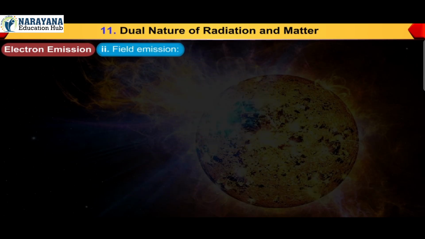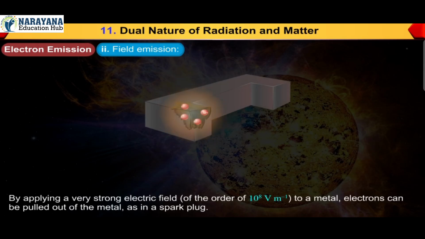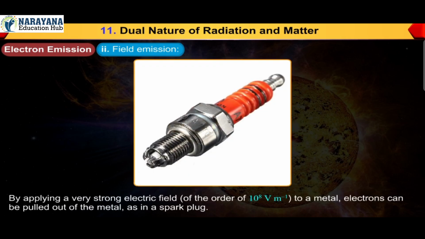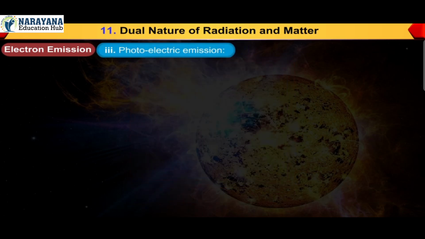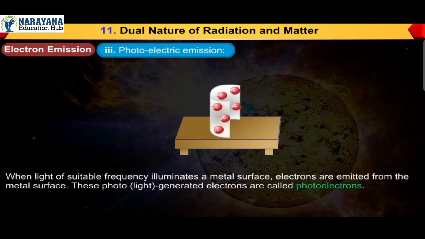Number 2. Field emission. By applying a very strong electric field of the order of 10 raised to 8 volt per meter to a metal, electrons can be pulled out of the metal as in a spark plug. Number 3. Photoelectric emission. When light of suitable frequency illuminates a metal surface, electrons are emitted from the metal surface. These photo light generated electrons are called photoelectrons.